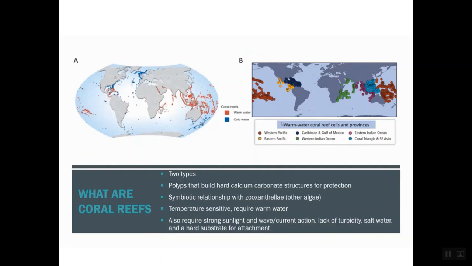Now, coral reefs, at least the warm water type, do require warm water. They're very temperature sensitive, and they require waters of 18 degrees Celsius or 64 degrees Fahrenheit year-round, normally found along the equator, or 35 degrees north and south of the equator as well. Besides warm waters, the coral reefs also require strong sunlight and a lack of turbidity, for their photosynthetic algae to get their food. They also require strong wave and current action to bring in nutrients. They require salt water, as they will die in fresh water, and they also require a hard substrate to build their calcium carbonate structures on.